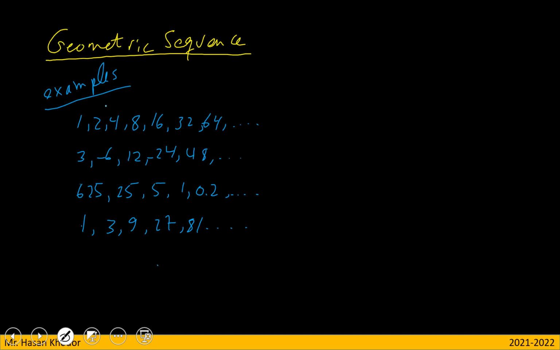Very good. Because in the first example, we are multiplying each time by 2. In the second, we are multiplying by -2. What about the third one? By 5? Are we multiplying by 5? No, dividing by 5. You can say dividing by 5 or multiplying by 1 over 5. And the last one, we are multiplying by 3.